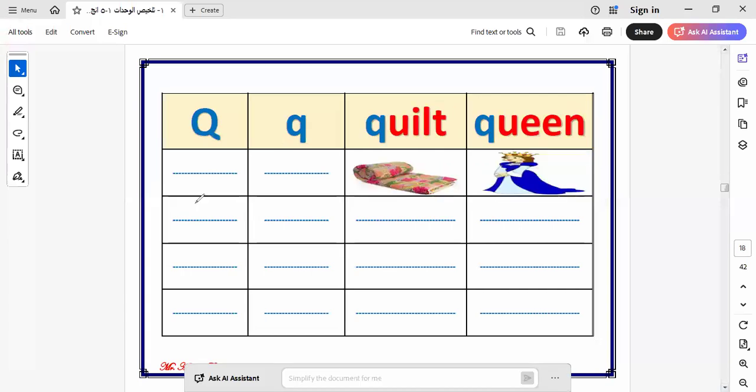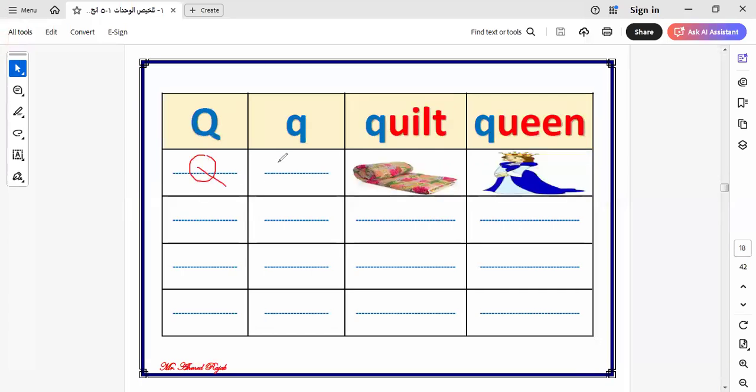Capital Q and small q, quilt and queen. Capital Q and small q, it will be quilt and queen.